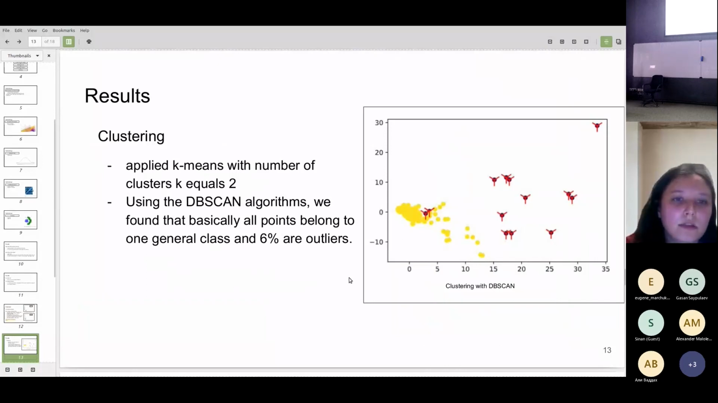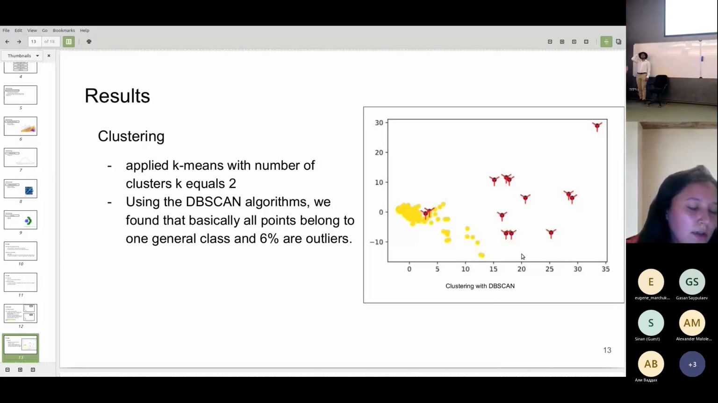And the last part of results is clustering. We use two algorithms, k-means with two clusters, and DBSCAN algorithm, which finds 58 outliers, which you can see on the screen. But all these outliers are big projects. For example, there are some projects from Azure or from Microsoft, so we can't remove them from our work.